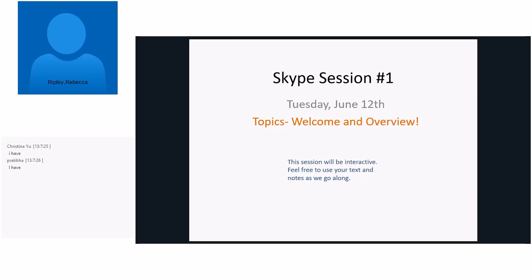If you've just joined, you can press that little bubble down in the bottom left hand of your screen to turn on the chat function so that you can see what other people are typing.